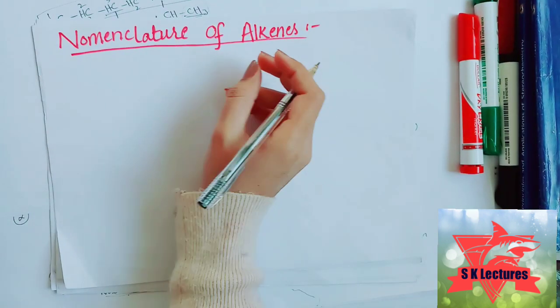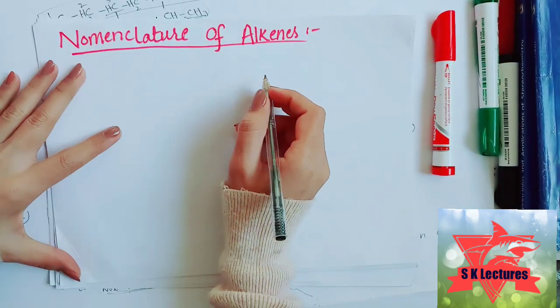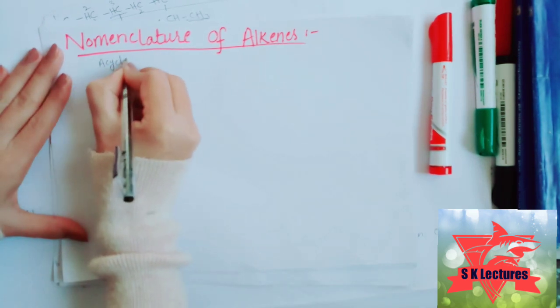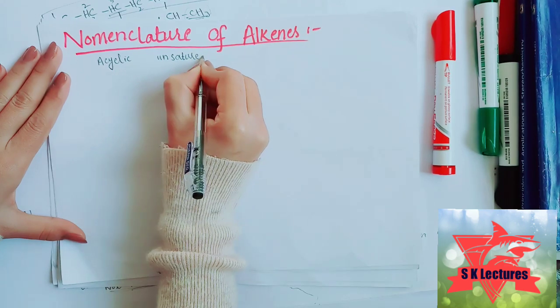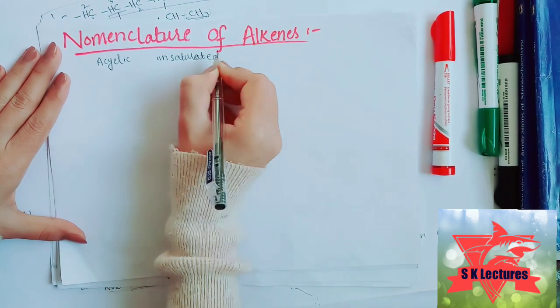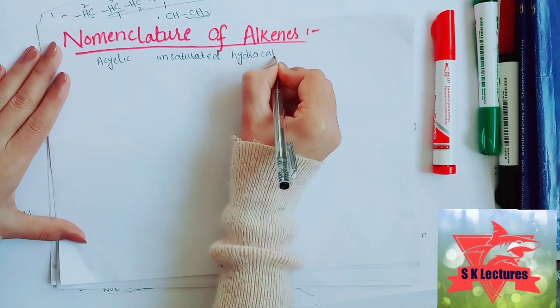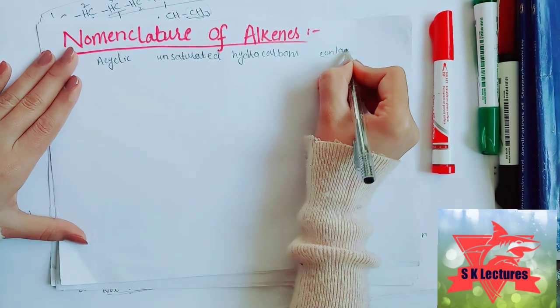Now coming to the nomenclature of alkenes, let me first introduce alkenes to you, then we will start the nomenclature. Alkanes were saturated hydrocarbons with no unsaturation, but alkenes are unsaturated hydrocarbons containing double bonds. So acyclic unsaturated hydrocarbons are called alkenes.